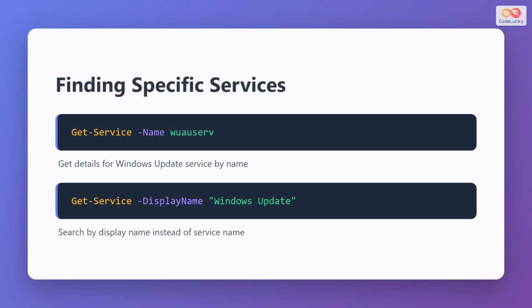When you need information about a specific service, you can use the name parameter. For example, Get-Service -Name WUSERV retrieves details for the Windows Update service using its service name. Alternatively, you can use the DisplayName parameter with Get-Service -DisplayName "Windows Update" to search by the friendly display name instead. This is useful when you know what a service does but don't know its technical name.